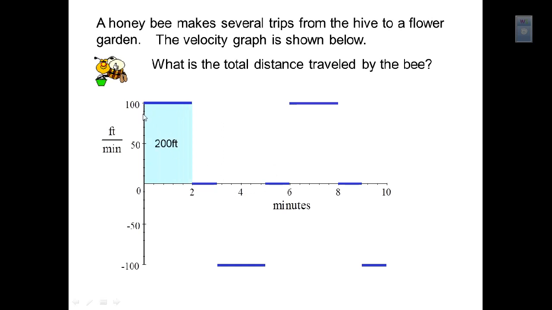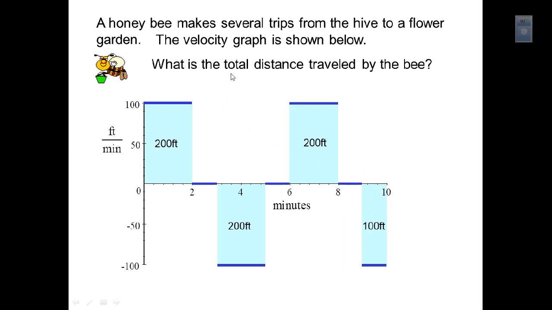Well, here he was flying for 100 feet per minute for 2 minutes. That means he covered 200 feet. Down here, from minute 3 to minute 4, he did the same thing. And from 6 to 8, he did the same thing. And then from 9 to 10, he flew at 200 feet per minute, but only flew for 1 minute. So he only flew 100 feet.